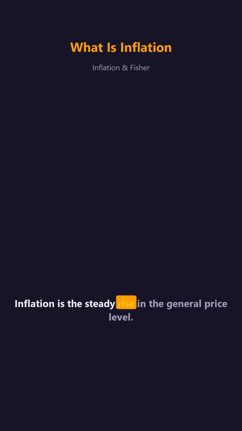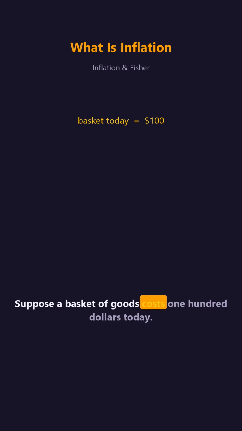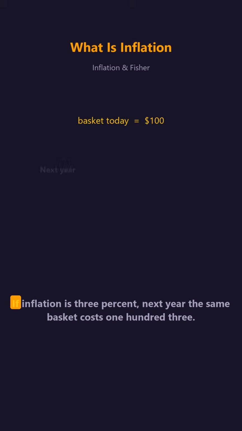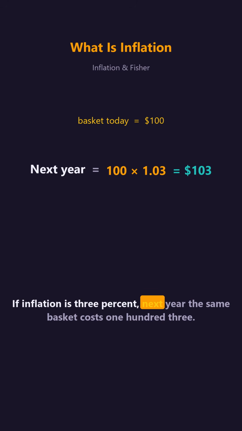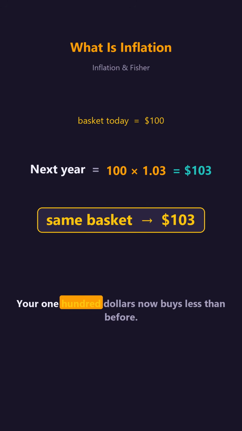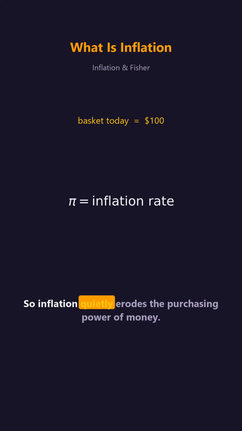Inflation is the steady rise in the general price level. Suppose a basket of goods costs $100 today. If inflation is 3%, next year the same basket costs $103. Your $100 now buys less than before. So inflation quietly erodes the purchasing power of money.